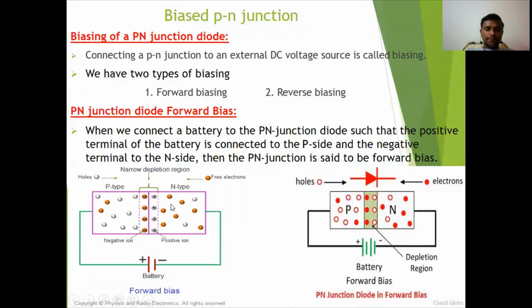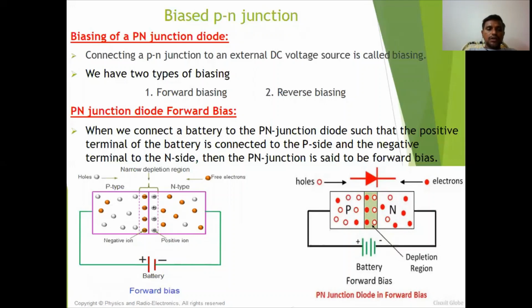These n-type electrons, that are majority carriers, will be attracted. Due to the negative terminal, they will repel and come across the junction, and at the same time there are attractive forces of the positive terminal. They will attract, and the electrons will move into the p-type material or p region.